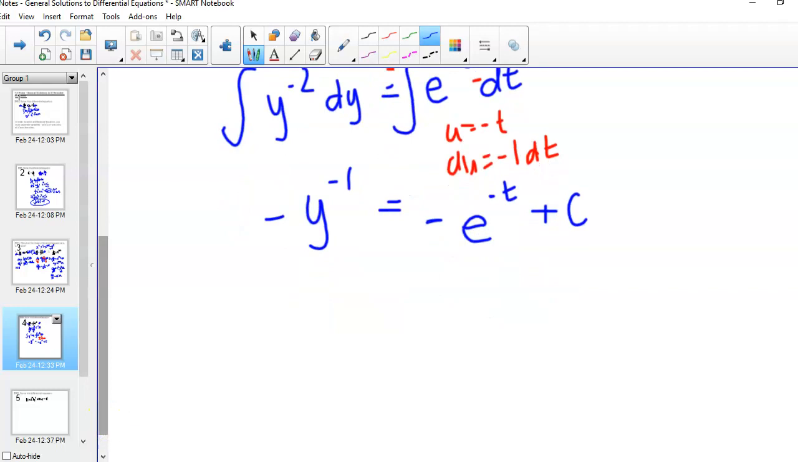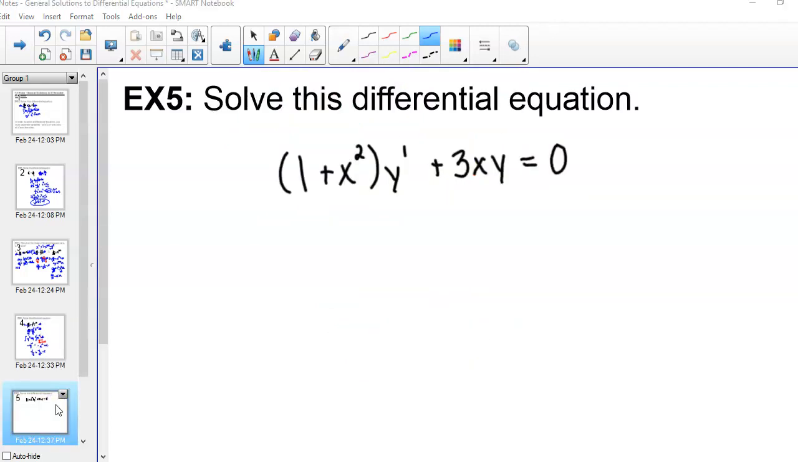Now, this really would be negative 1 over y equals negative 1 over e to the t plus c. It's a little hard to tell how they'll actually leave the answer on that. Check the back of the book and try to get your solution to match. I'm just going to leave this one like this right now. Okay, and here's our last one.